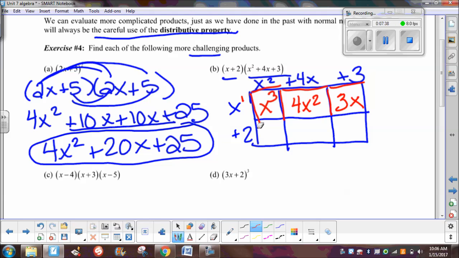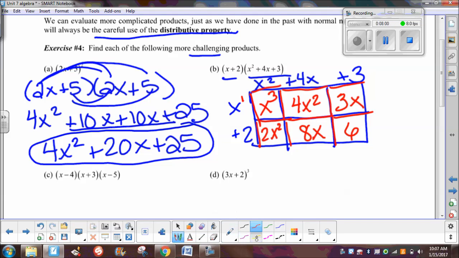And now I go down here and I do the same thing. So the area of this bottom left box is 2 times x squared, which is 2x squared. What's the area of this one? 2 times 4x, which is 8x. And 2 times 3, which is 6.